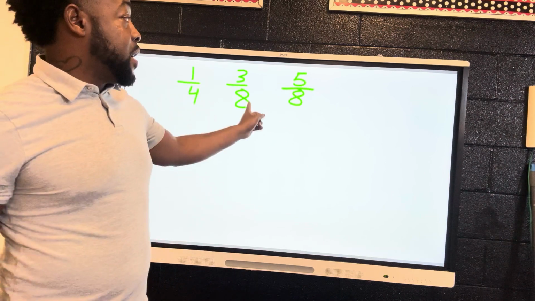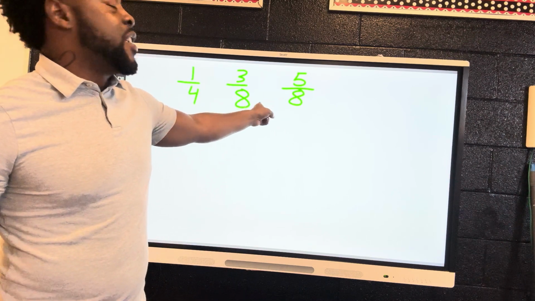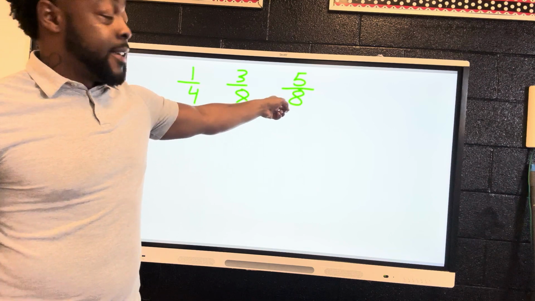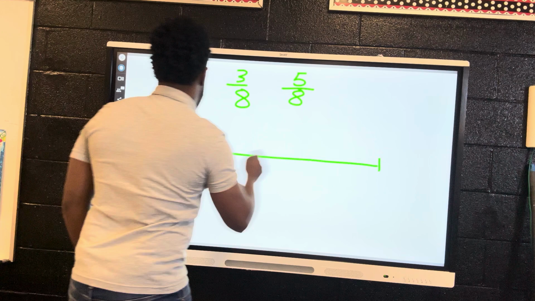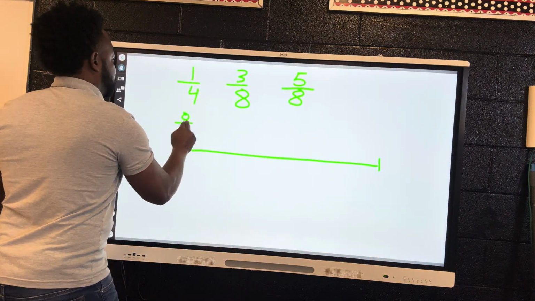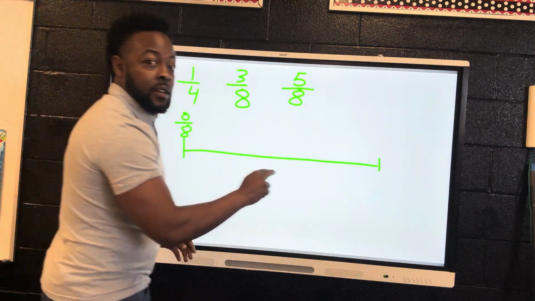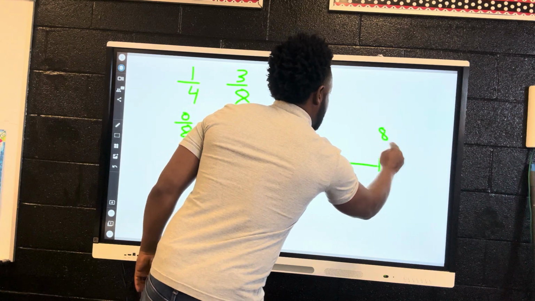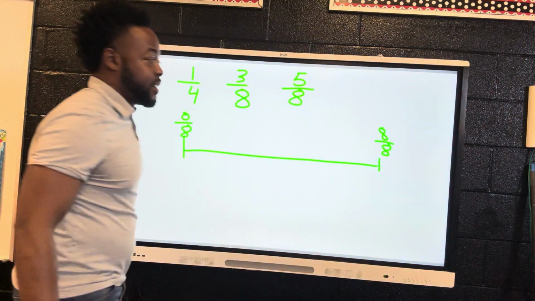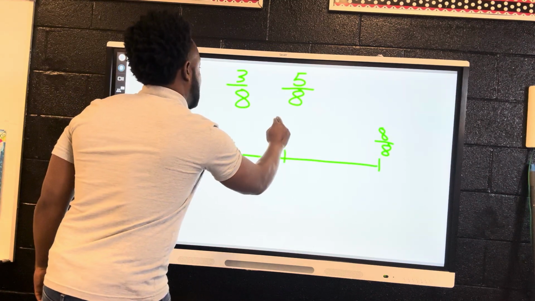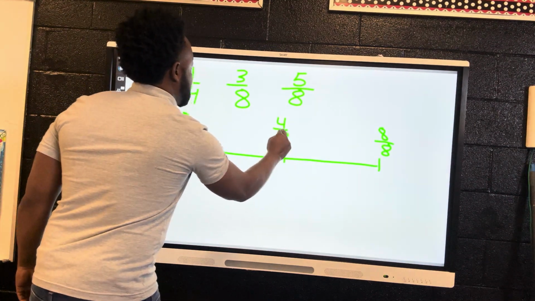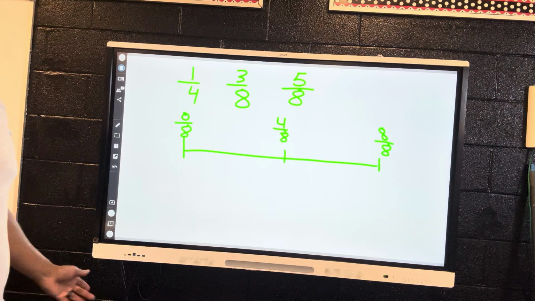So the higher denominator we see is the 8. So I'm going to make my number line in eighths. So I start with 0/8. I go with 8/8 to end it off. Then I see these are all even numbers, so I can do 4/8 in the middle. This right here will help guide my problem.